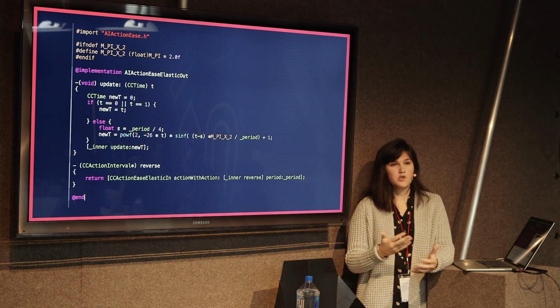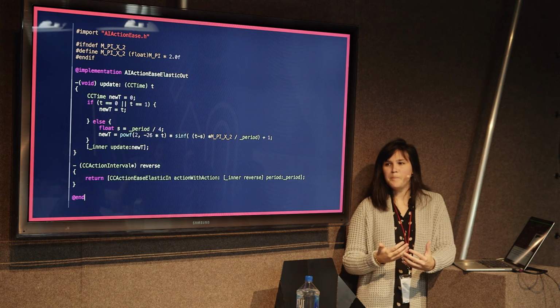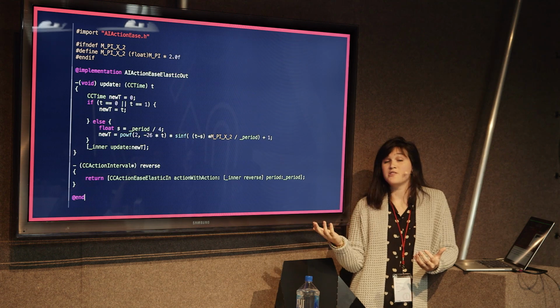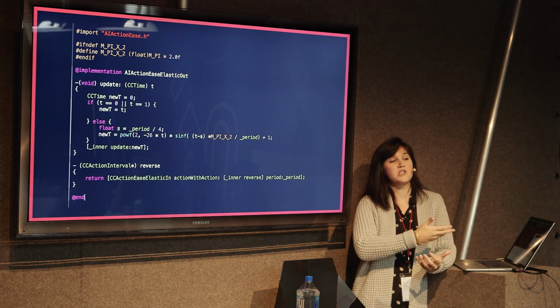Since we already have a visual way to express this, I'm really curious what would happen if we just didn't obfuscate it, if we used the visual language that we already have.